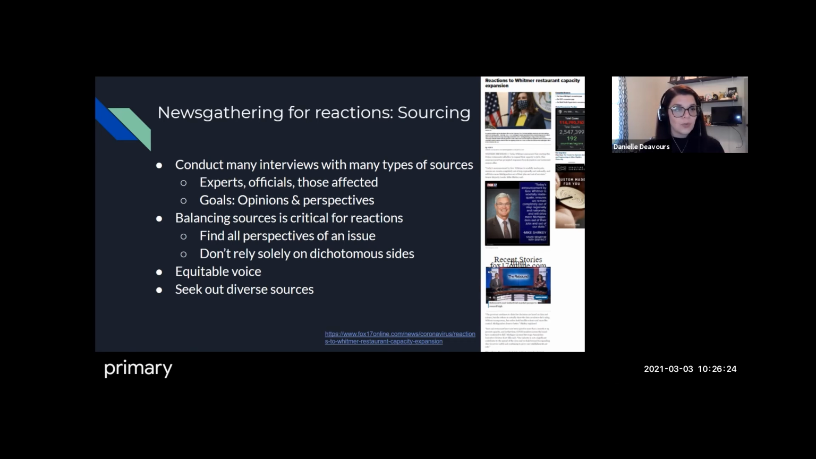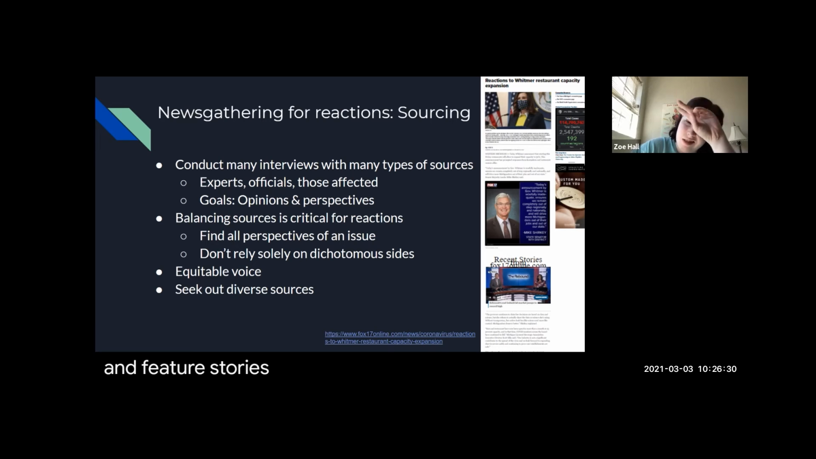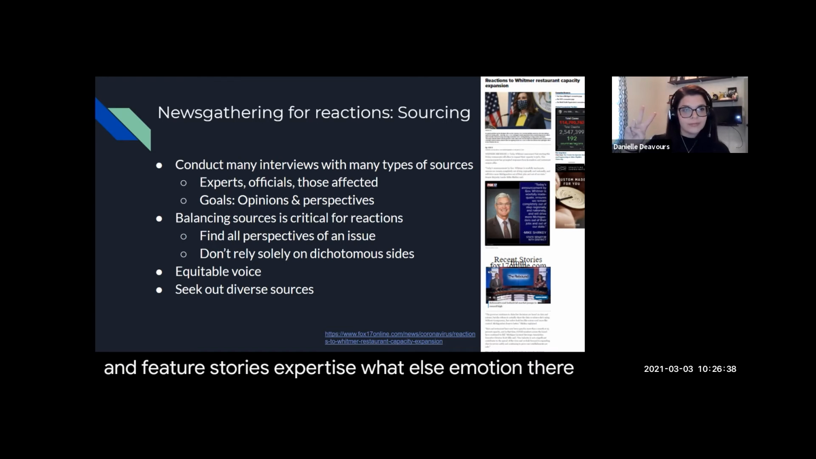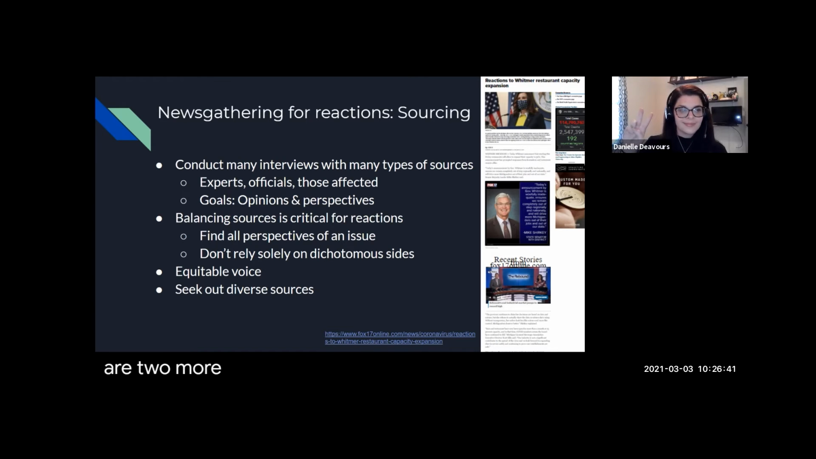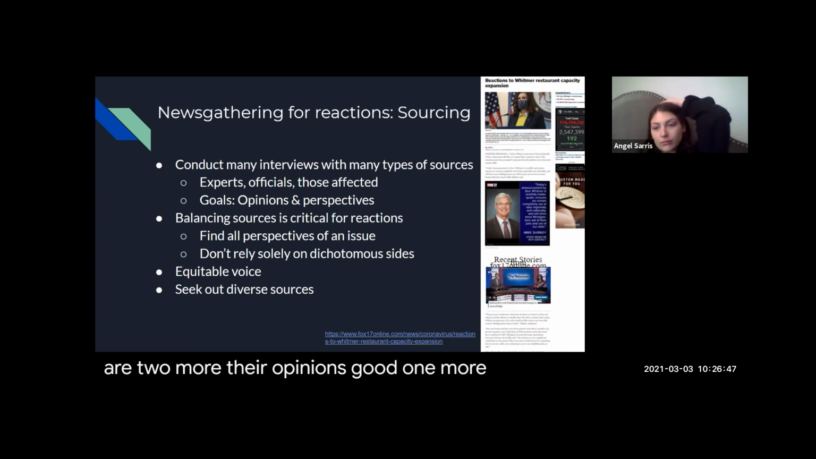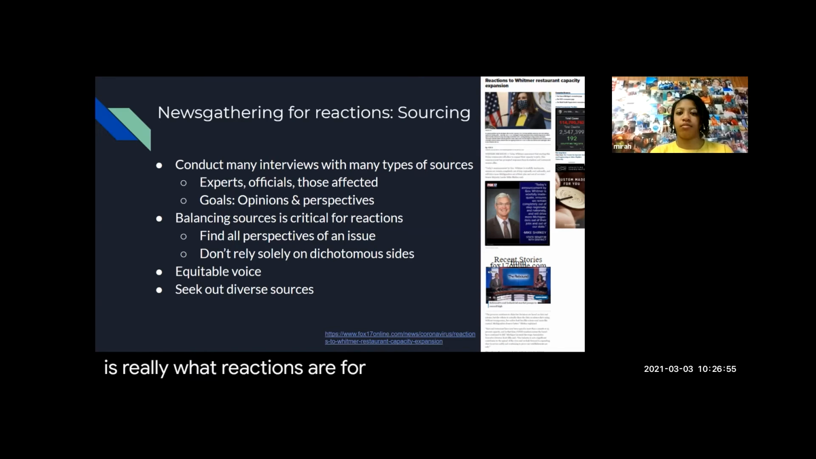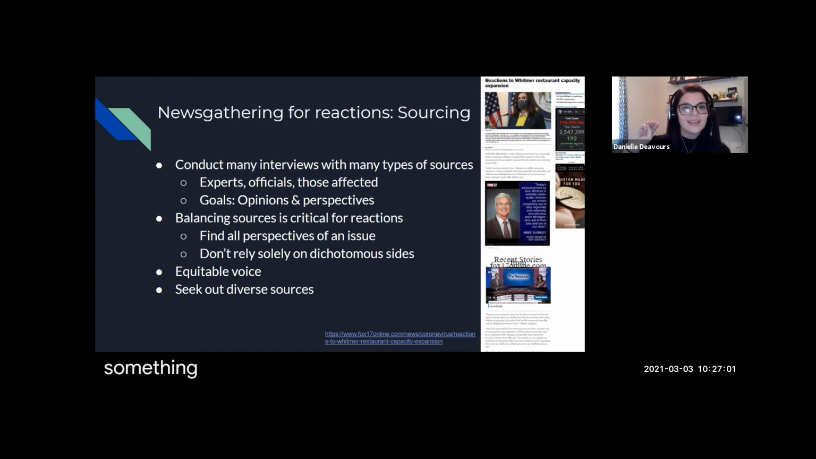And really, we've talked about what kinds of quotes we want to use from sources. What are some of the primary reasons that we use quotes from sources in feature stories? Expertise. What else? Emotion. There are two more. Their opinions. Good. One more. And this is really what reactions are for. It's very similar. Who just said something? Me. I said opinion. Opinions and perspectives.